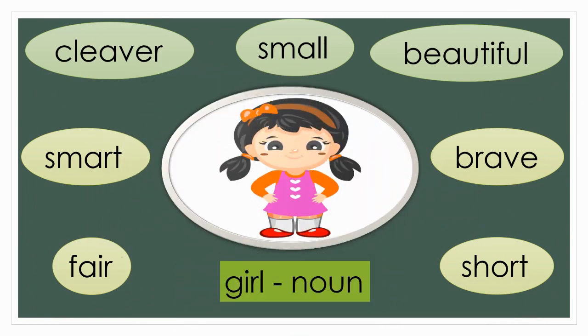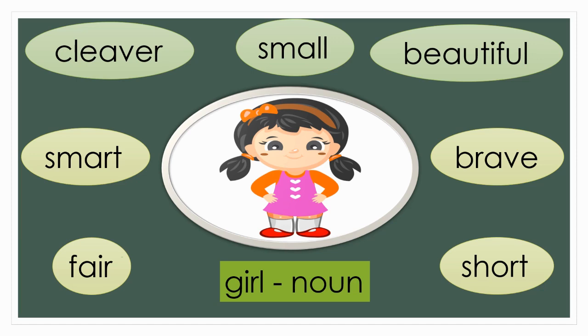You can see here a picture of a girl. Girl is a noun here as it is a name of a person. And around it in the circle some words are given. The words in the circle are clever, small, beautiful, brave, smart, fair and short. These words are used for describing the noun girl.